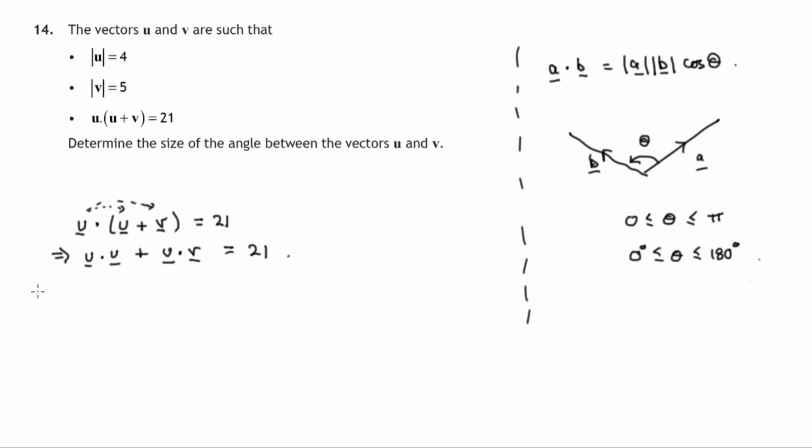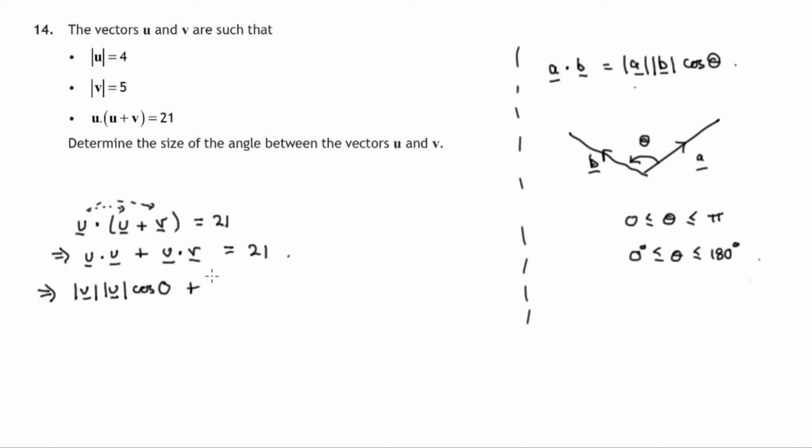So let's look at this first one and see if we can use this definition here to make sense of u dot u. So it'll be the magnitude of u times the magnitude of u times the cosine of the angle between a vector and itself. That's a 0 angle, 0 radians or 0 degrees. So that's the first one. We'll come back to this.